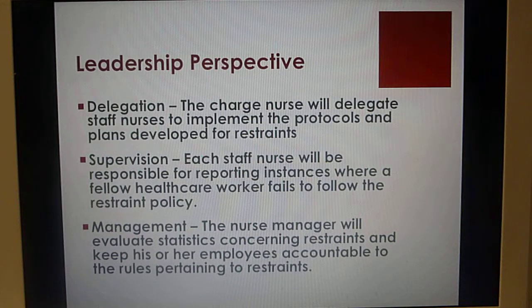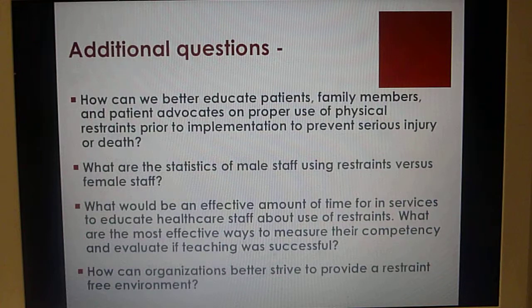So our leadership perspective is delegation. The charge nurse will delegate staff nurses to implement the protocols and plans developed for restraints. Supervision: each staff nurse will be responsible for reporting instances where a fellow healthcare worker fails to follow the restraint policy. Management: the nurse manager will evaluate statistics concerning restraints and keep his or her employees accountable to the rules pertaining to restraints.